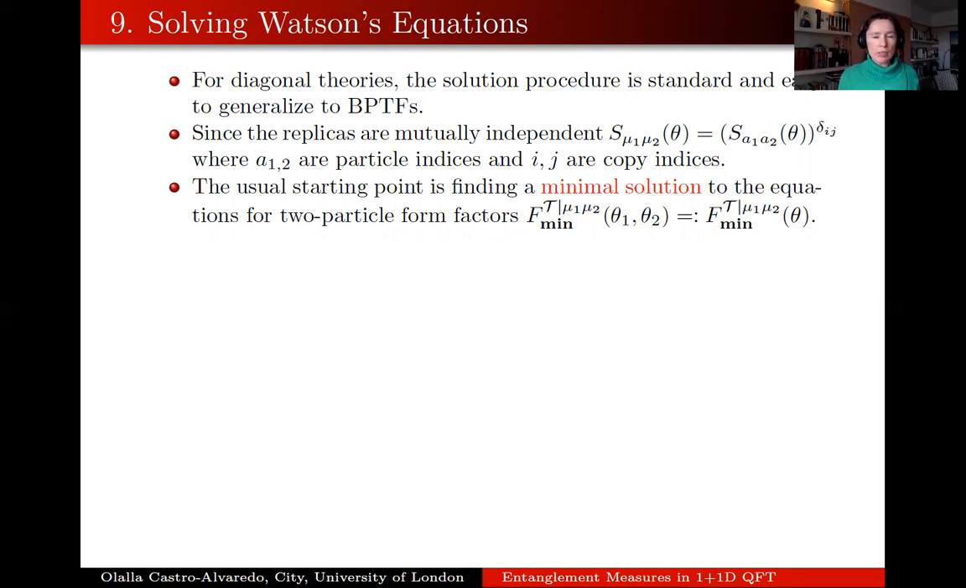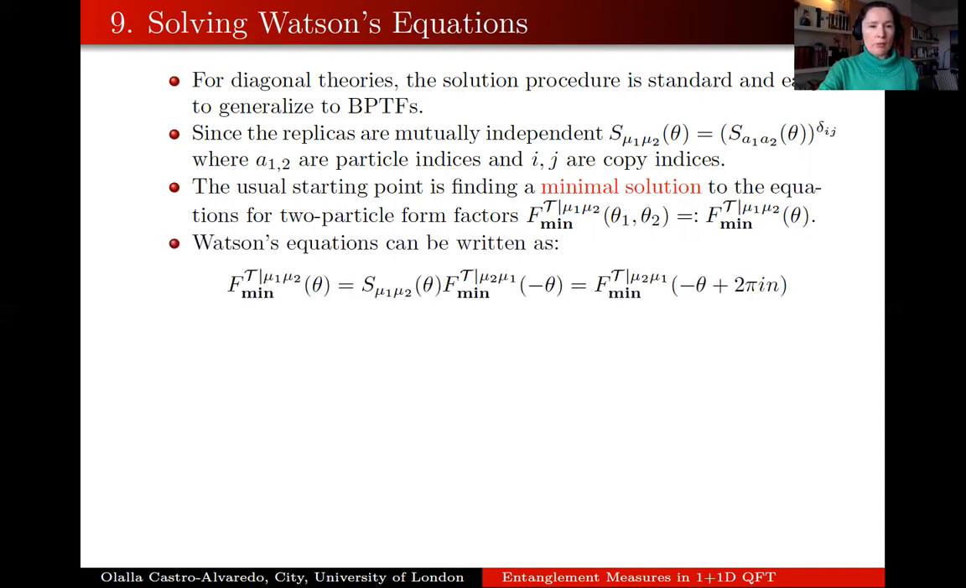in Watson's equations. And the usual starting point is to find a so-called minimal solution to the 2 particle form factor equations. So those equations, they can be written like this. This is a little bit different from what we saw, but what they reflect is the following, that the form factor depends on rapidity differences. So for 2 particles it depends on a single variable, theta. If you exchange the rapidities, you change the sign of theta and you pick up an S matrix. This is the first Watson equation.